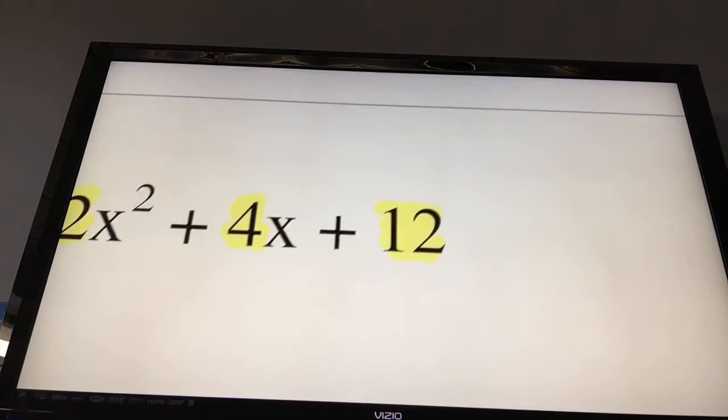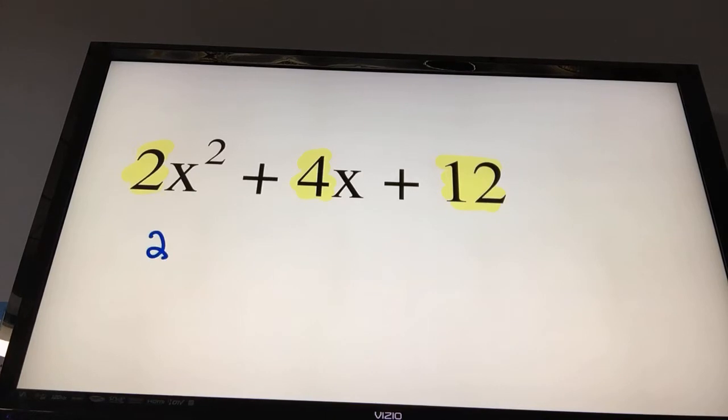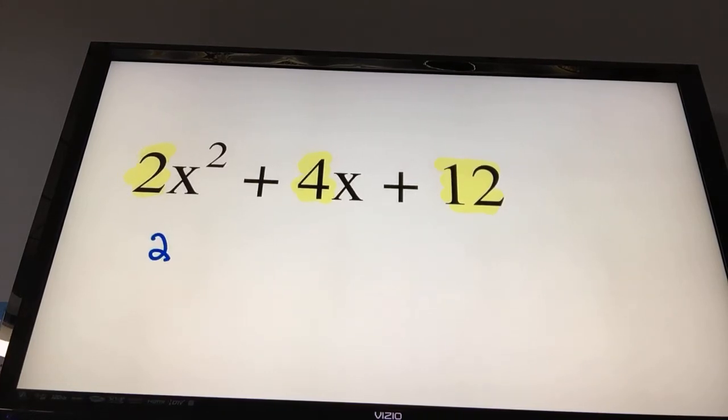Okay, common number to both 2, 4, and 12. 2. X is not common because the 12 doesn't have an x on it, so I cannot take an x out. I'm only taking out a number in this one.